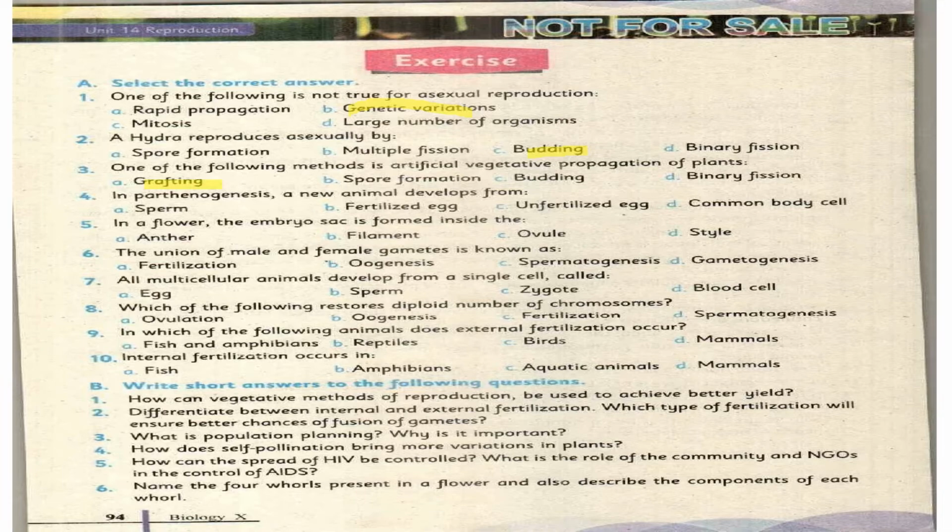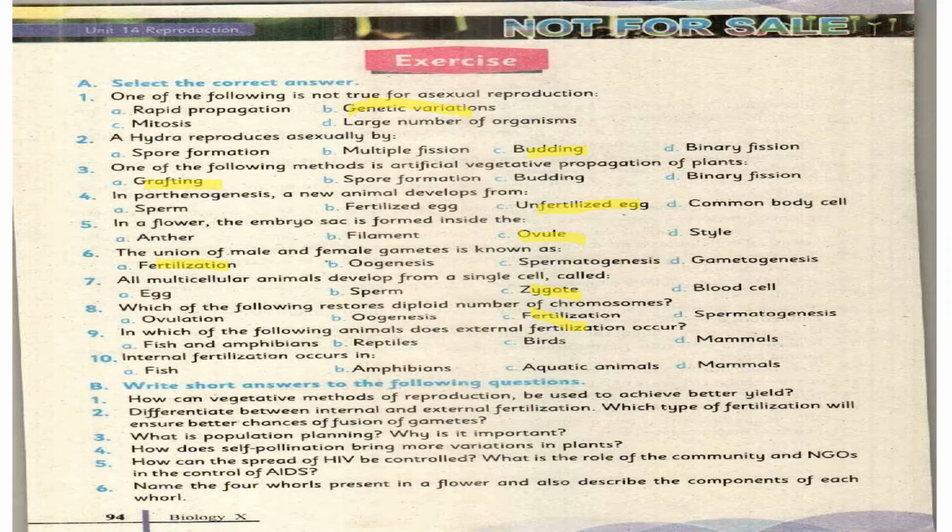In parthenogenesis, a new animal develops from an unfertilized egg. In a flower, the embryo sac is formed inside the ovule. The union of male and female gamete is known as fertilization. All multicellular animals develop from a single cell called zygote. Which of the following restores the diploid number of chromosomes? Fertilization.